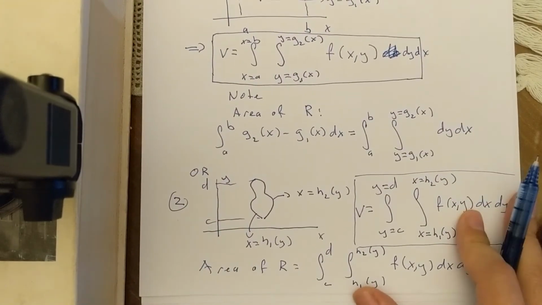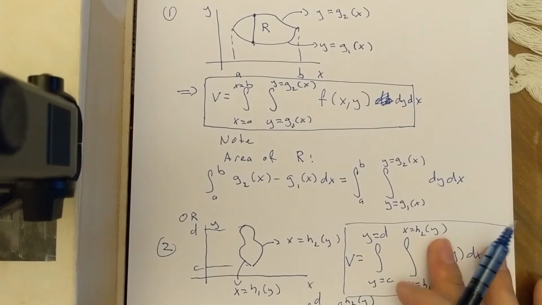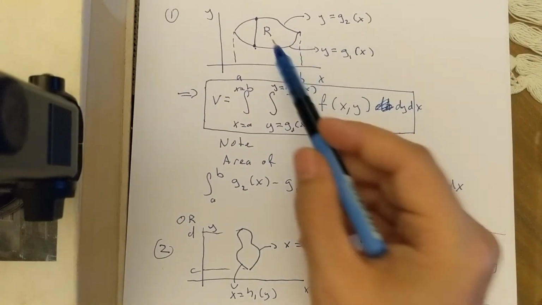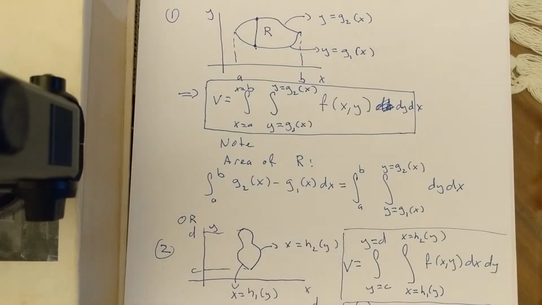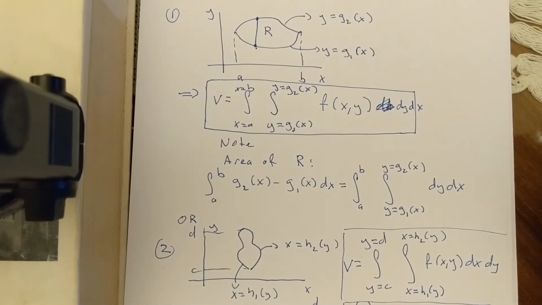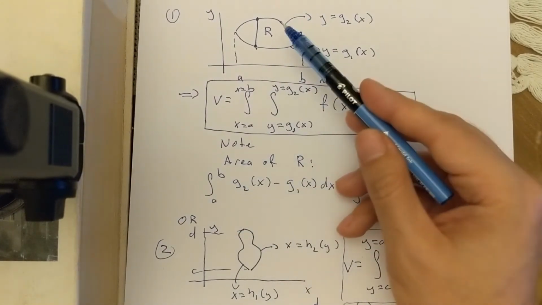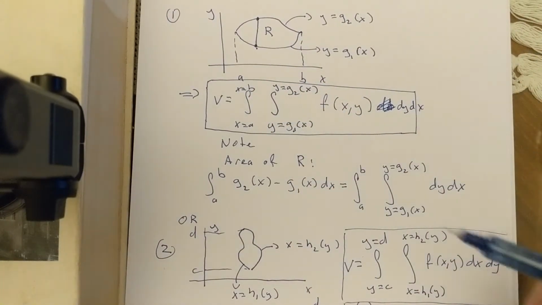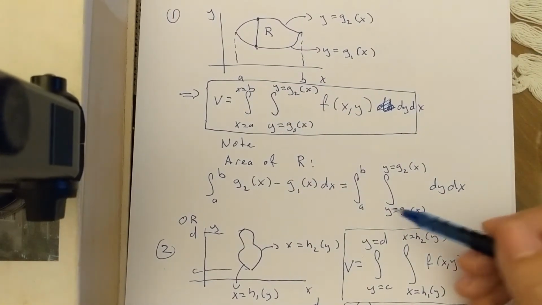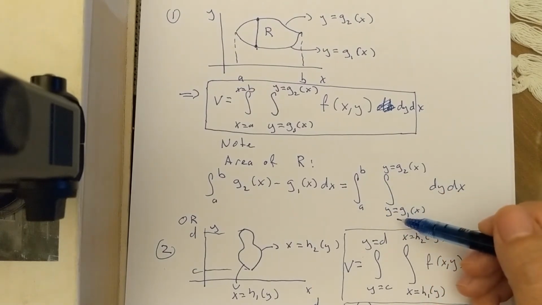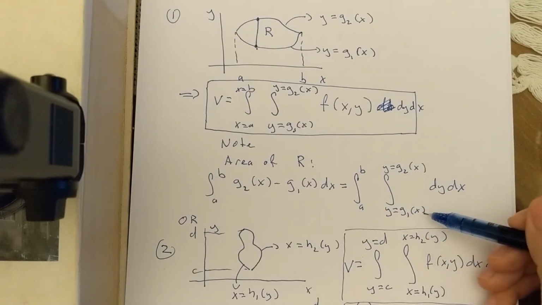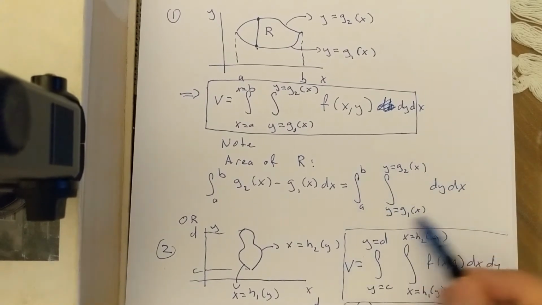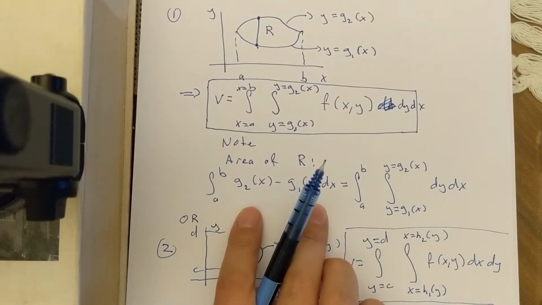Now, I'd like to make a note here, and the note is very interesting itself. If I was not interested in any volumes, if I was just interested in the area of this region, which is a Calc 1 question, the area of the region would be the top function minus the bottom function over the interval a, b. Now note that that's equal to the integral from a to b, y equals g1 of x to g2 of x, dy dx. If you evaluate this just in one step, you just get this, okay?